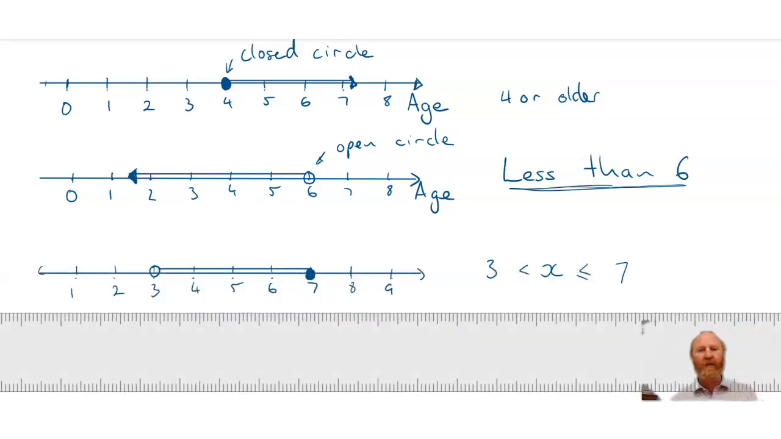And so now I can see that 3 is not included, but everything above 3 is included. It goes all the way up to 7 and includes 7, with the closed circle at the 7 and the open circle at the 3.